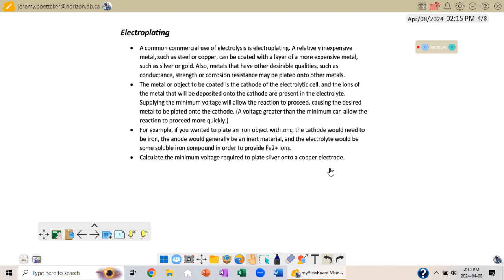If you want to plate an iron object with zinc, why would we want to do that? Well, this is something that we're going to talk about later this week, but the zinc essentially acts in this case as a sacrificial anode and prevents the iron from rusting. So we've got two different metals in that case. We have both zinc and we have iron.